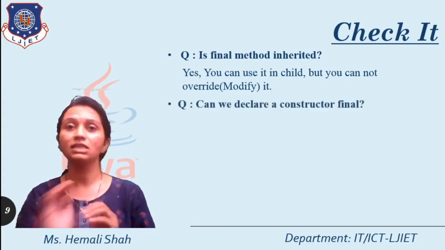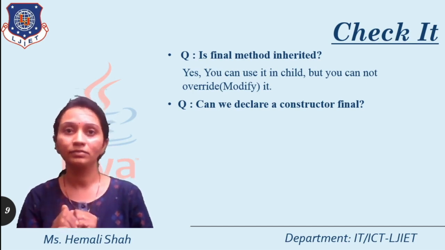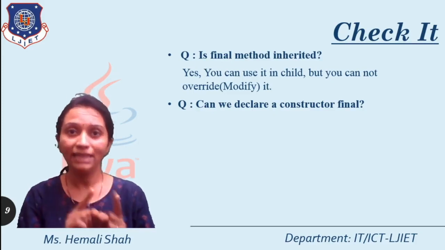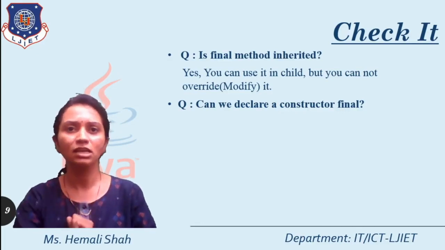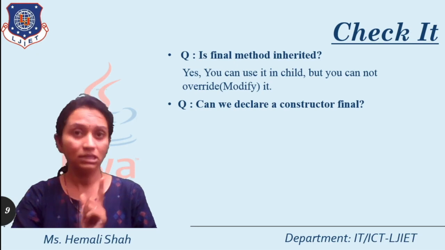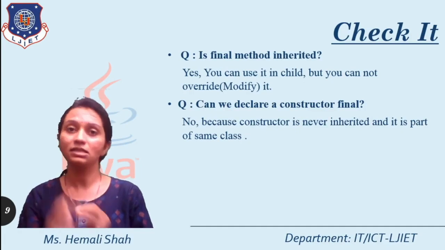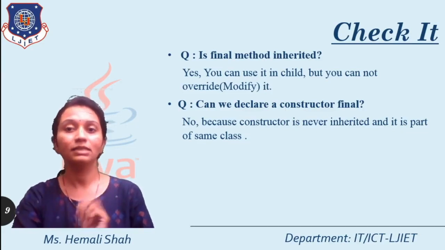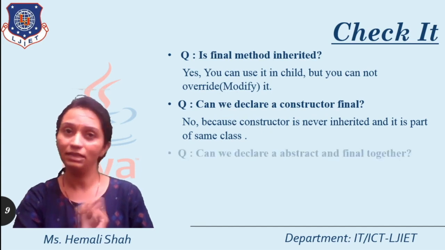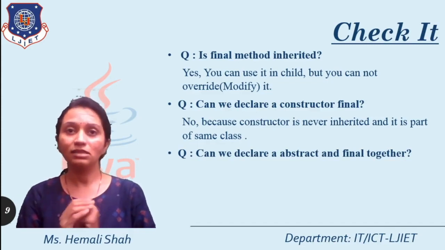Now second question: can we declare a constructor as final? Try to create a final constructor. You just need to add the final modifier at the time of creation of the constructor, and check it. You will get a compile time error because a constructor is a property of the instance, so this cannot be modifiable, right? It is never inherited and it is never modifiable. That's why.